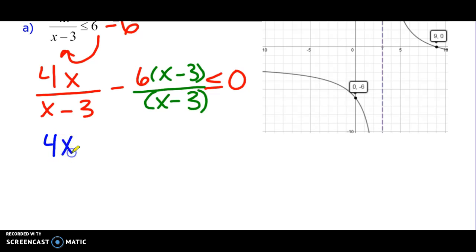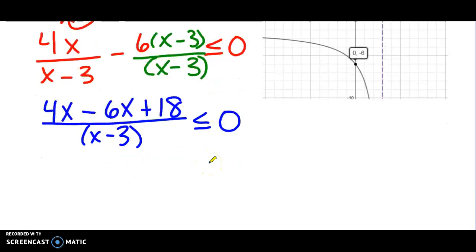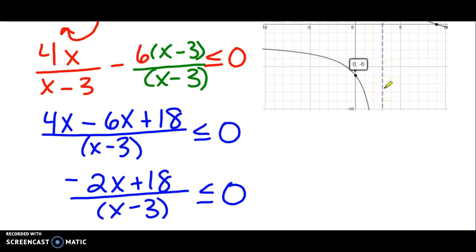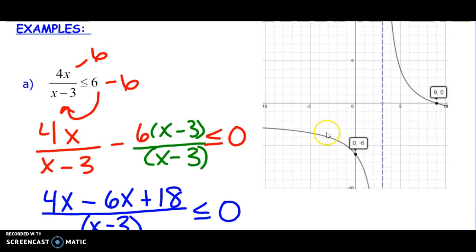Then we want to put these two fractions together. So we have 4x minus 6x. Don't forget to distribute that negative over to the negative 3. So we actually have a plus 18. That is a common denominator of x minus 3. If we put the like terms together, we get negative 2x plus 18 over x minus 3, less than or equal to 0. So this graph over here is actually a graph of negative 2x plus 18 over x minus 3. And we found the x and y intercepts and the vertical asymptotes from that.